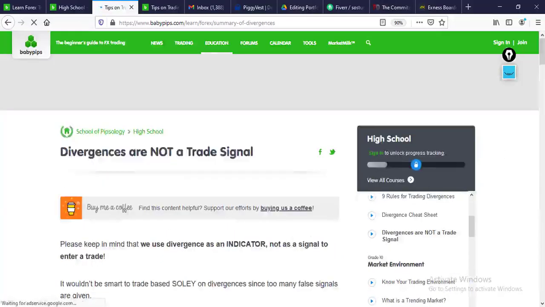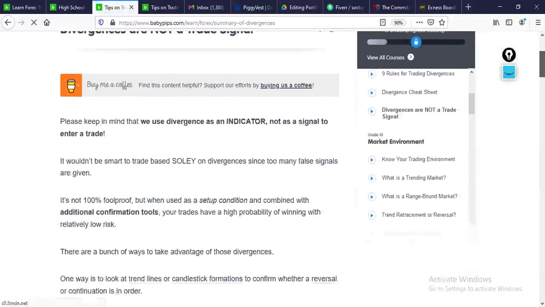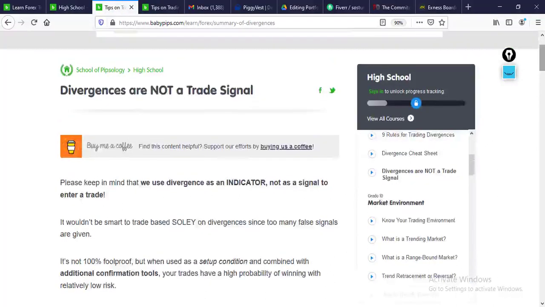Divergences are not a trade signal. So we don't use divergences, DVs, as trade signals, but rather as an indicator to try to show what is about to happen. That doesn't mean it is going to happen, because you cannot predict the market. The market is action based. You do not predict. It's reactive, not predictive. So you take action based on the reaction you are seeing in the market.